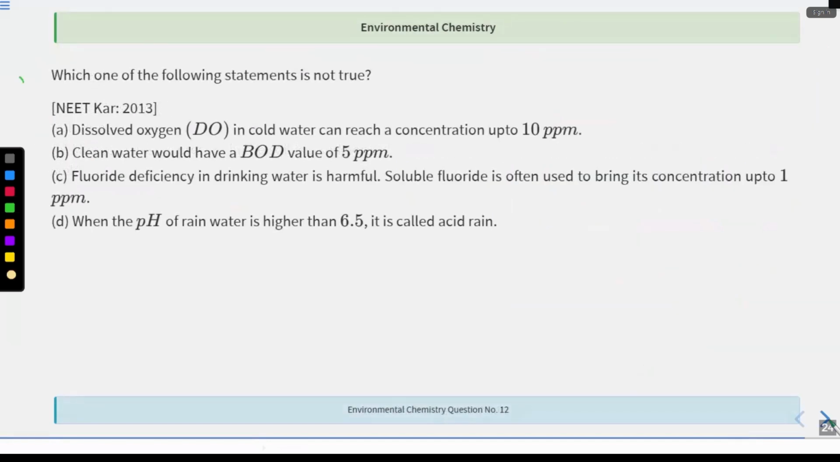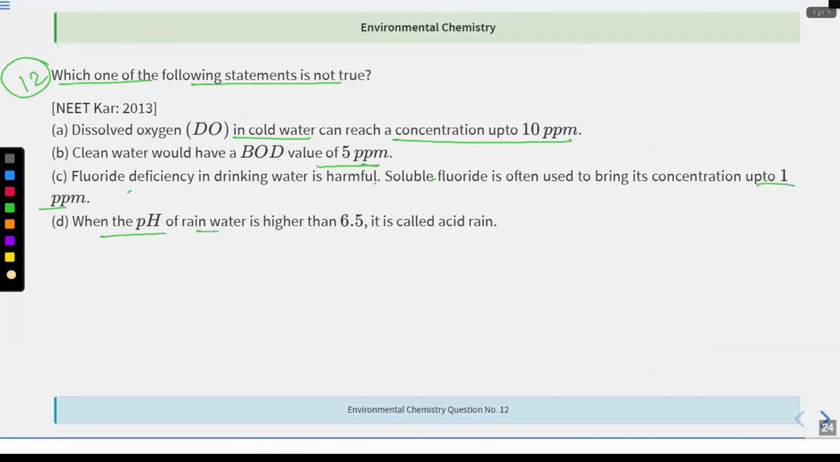So moving on to question number 12. Which one of the following statements is not true? Dissolved oxygen in cold water can reach a concentration up to 10 ppm. Clean water would have a BOD value of 5 ppm. Fluoride deficiency in drinking water is harmful. Soluble fluoride is often used to bring its concentration up to 1 ppm.